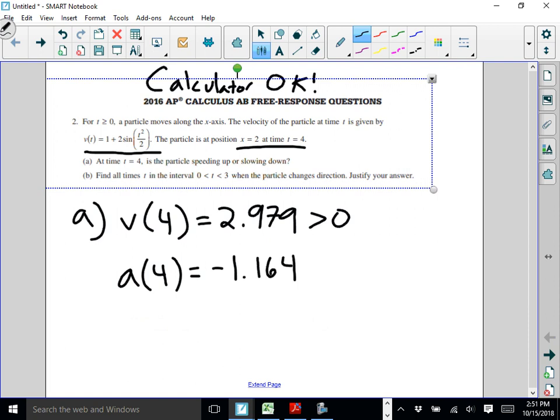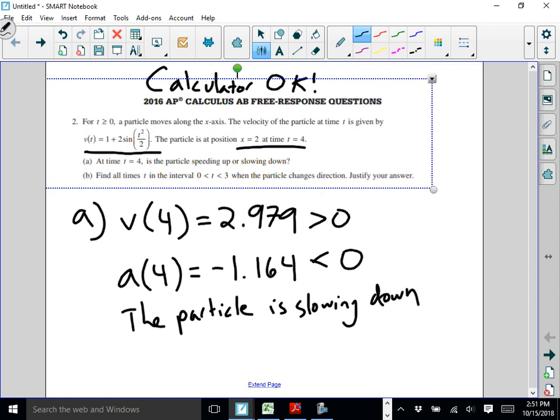That means that A of 4 now is less than 0. So V of 4 is positive, A of 4 is negative. What does that mean? That means the particle is slowing down at t equals 4, because V of 4 and A of 4 are different signs.